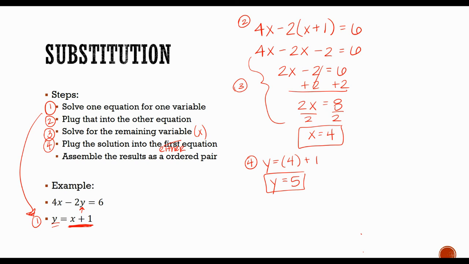And then the final step is putting together your final answer. So keep in mind your ordered pairs should always be x, then y. So we found 4 for x and 5 for y. That would be your intersecting point, or like we like to call it, the solution.